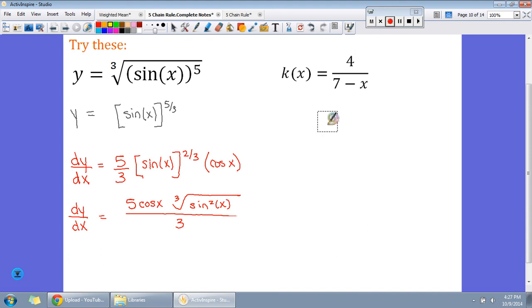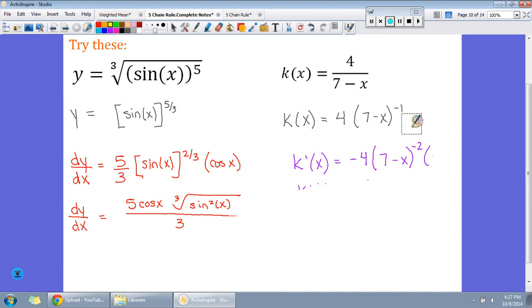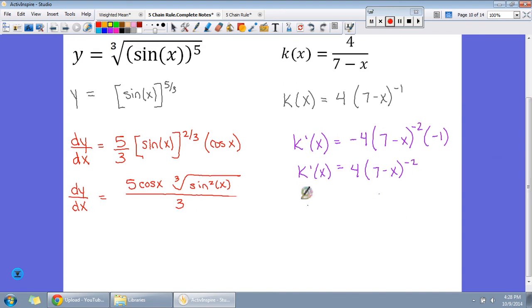For our fourth and last one, you can use the quotient rule. You can do it the long way, but you can also do it with chain rule if you make the denominator raised to the -1 power. So the derivative is going to be 4 times -1, which is -4, the part on the inside, subtract 1 from the exponent, and multiply by the derivative of the inside function. -4 times -1 is going to be +4, 7 minus x to the -2 power, and then we write 4 over 7 minus x squared.